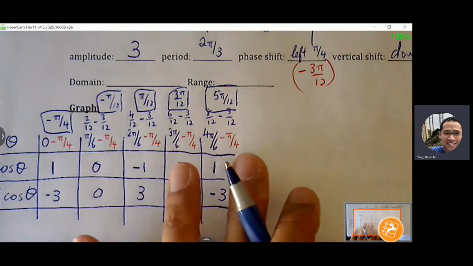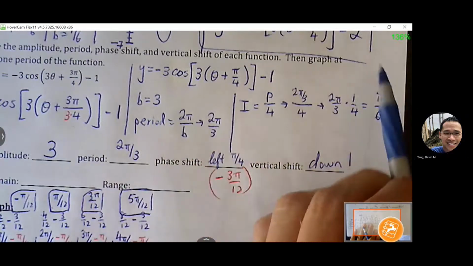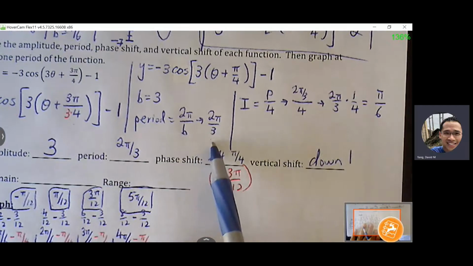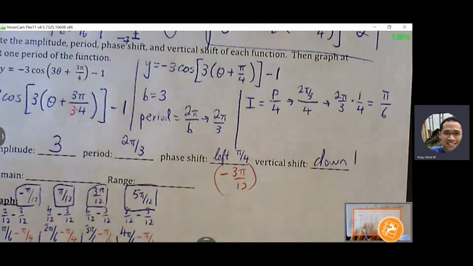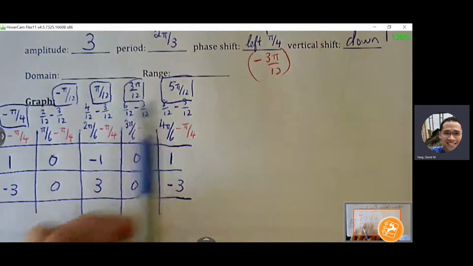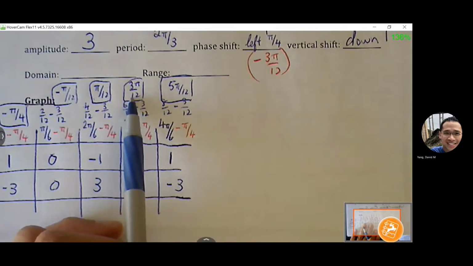Or 6 instead of 2. What did you make? Because my period is 2 pi over 3. So my full length is going to be 2 pi over 3. But I got to increment by my interval. My interval is going to help me reach my period destination. Yes. Yeah, pi over 4. Right now I haven't reduced it, but yeah, I will reduce that for the graph.